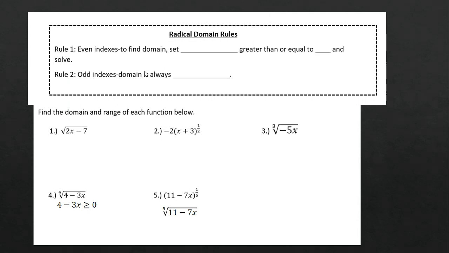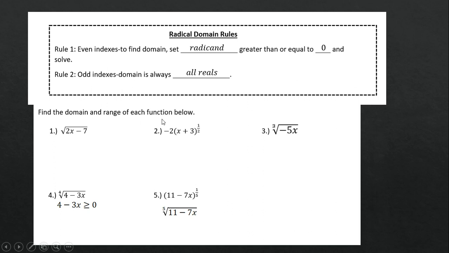So quick rule of thumb, if you're doing even indexes, like square roots, quartic roots, sixth roots, anything that's an even type of root, if you want to find the domain pretty quickly, you can just set your radicand greater than or equal to 0 and then solve. Good news is if you have an odd index, like a third or a fifth or a seventh root, your domain is always going to be all reals.